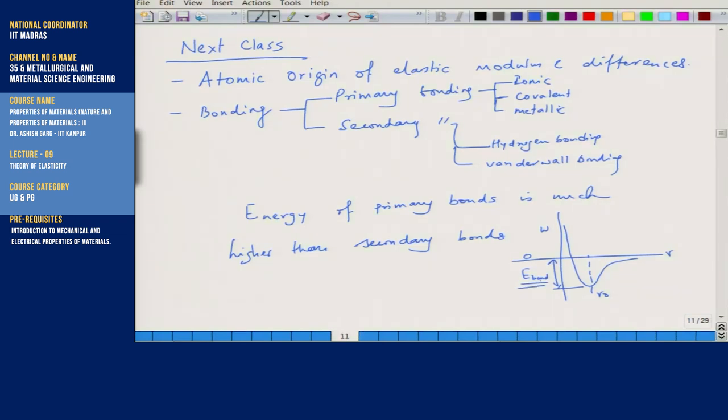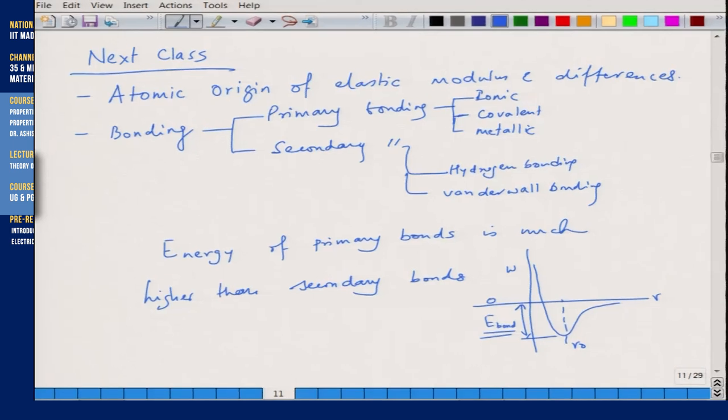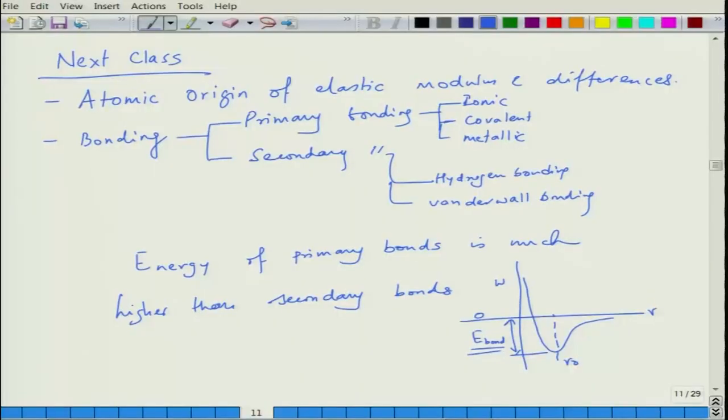So, in ceramic materials, generally this E bond is very high, and the potential energy well is much narrower as compared to soft metals and polymers. So, we will see that materials with higher bond energy and narrower potential energy wells have higher modulus as compared to materials with smaller bond energy and broader potential energy wells. So, this is where we will stop today. We will continue this atomic origin discussion in the next lecture. Thank you.